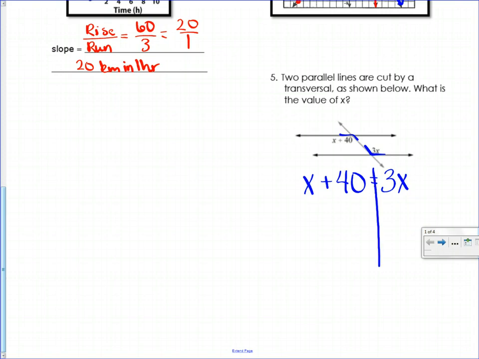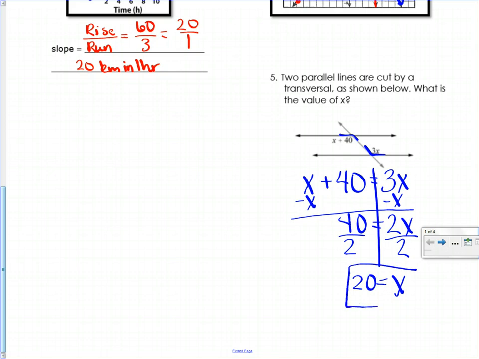And then we solve for x. Subtract x from both sides. 40 equals 3x minus x, which is 2x. We're going to divide by 2. X equals 20. And we're done because this one just says what is the value of x. We don't have to plug it back in.